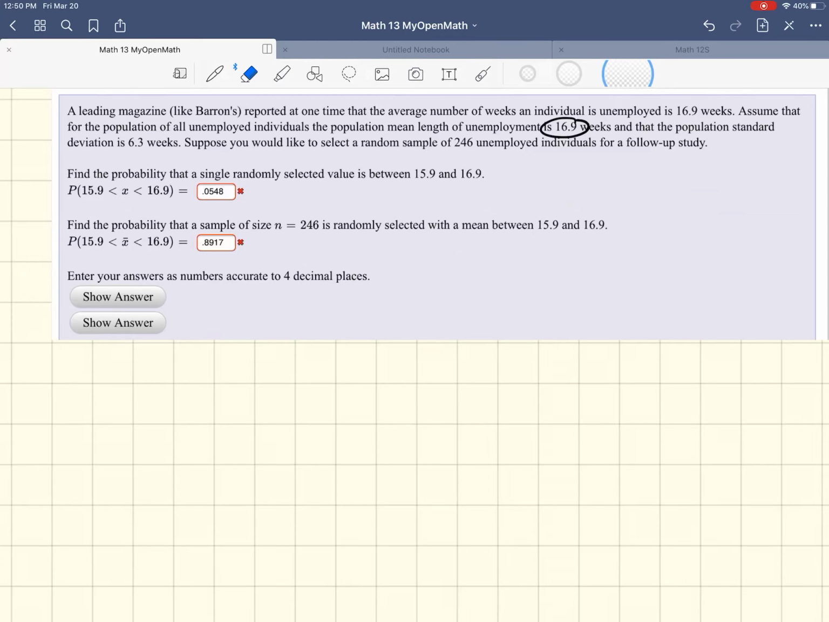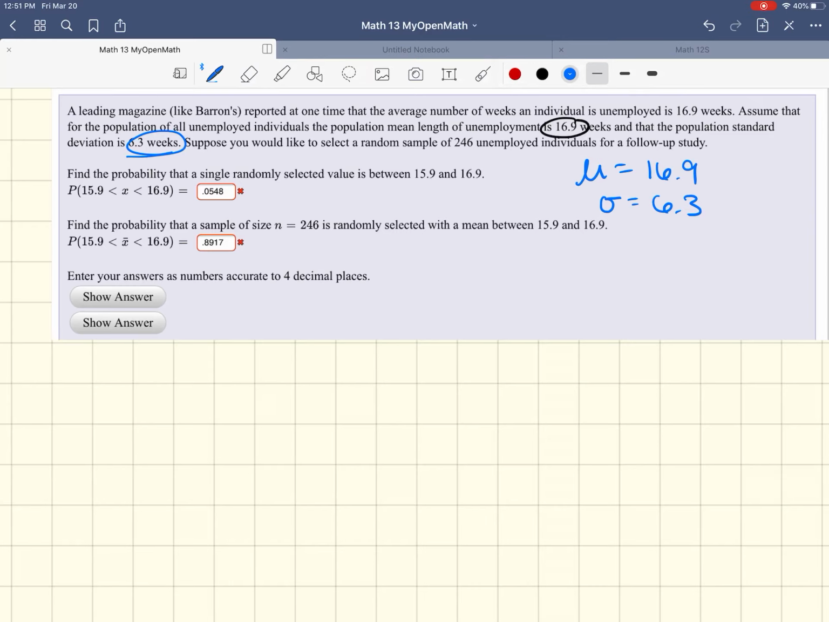A leading magazine like Barron's reported at one time that the average number of weeks an individual is unemployed is 16.9 weeks. Assume that for the population of all unemployed individuals, the population mean length of unemployment is 16.9 weeks. So the population mean is 16.9 weeks, and the population standard deviation is 6.3 weeks. Suppose you would like to select a random sample of 246 individuals for a follow-up study.